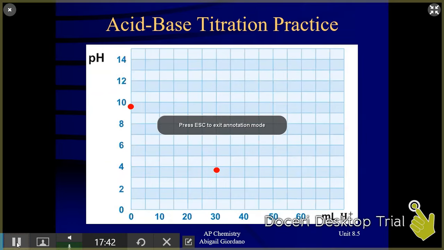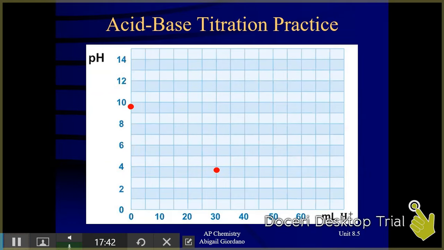Okay, so I know since the equivalence point fell at 30 milliliters, my halfway point is going to be at 15 milliliters. But remember, guys, we know a special relationship about the pH at the half equivalence point. It's equal to pKa. Now, we were not given a Ka. We were given a Kb. But I can solve for that Ka. Okay, pKa is nothing more than the negative log of the Ka. Remember this relationship, guys.